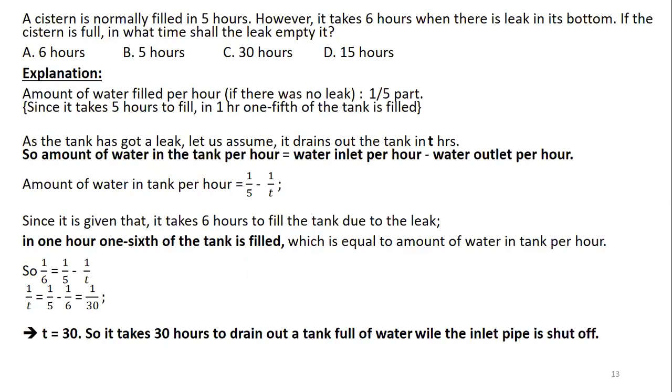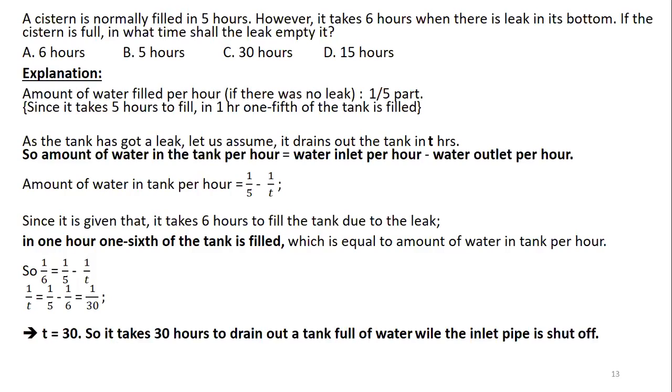A cistern is normally filled in 5 hours. However, it takes 6 hours when there is a leak in its bottom. If the cistern is full, in what time shall the leak empty it? So the amount of water filled per hour, if there is no leak, is how much? In 1 hour it is 1 by 5.